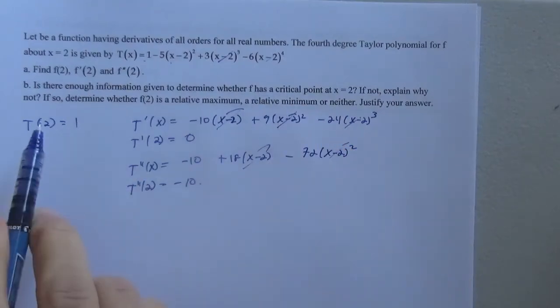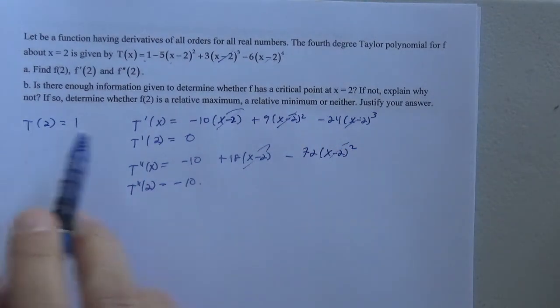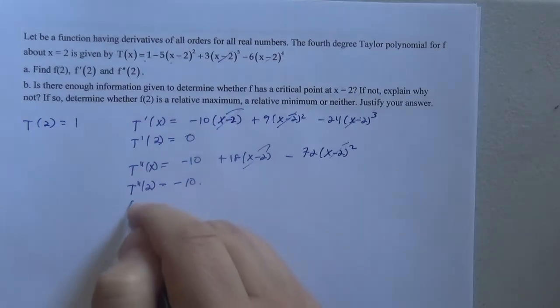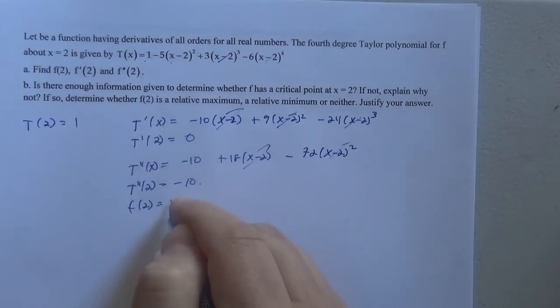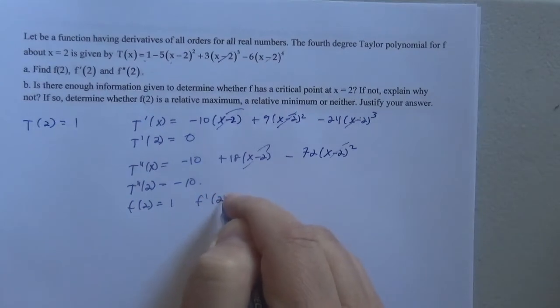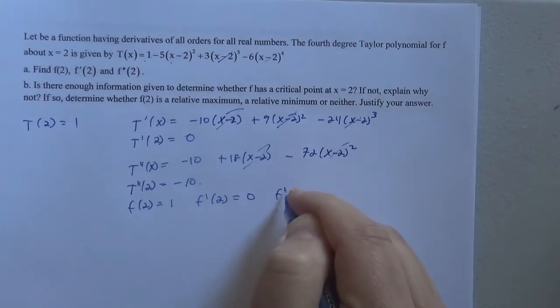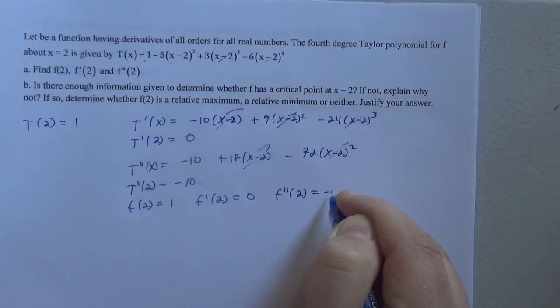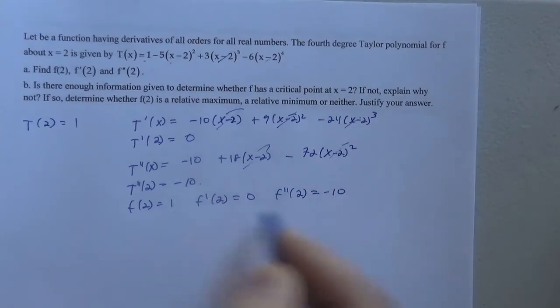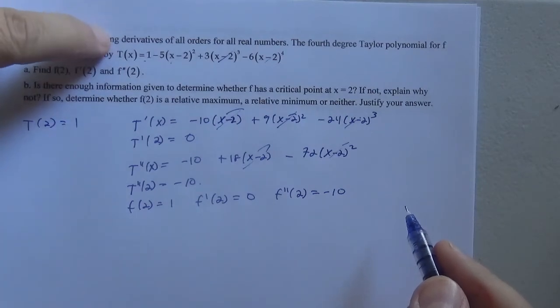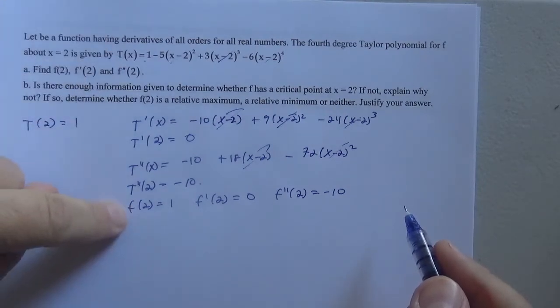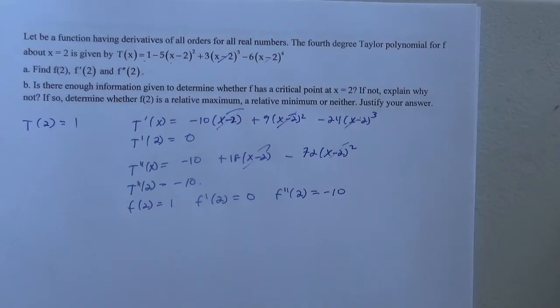So we know that f of 2 is going to be the same as t of 2, so f of 2 is 1, f prime of 2 is 0, f prime prime of 2 is negative 10, and this is all based on the fundamentals of Taylor polynomials: that the Taylor polynomial is going to give you the same derivative values. That's what it's all based on, derivatives.